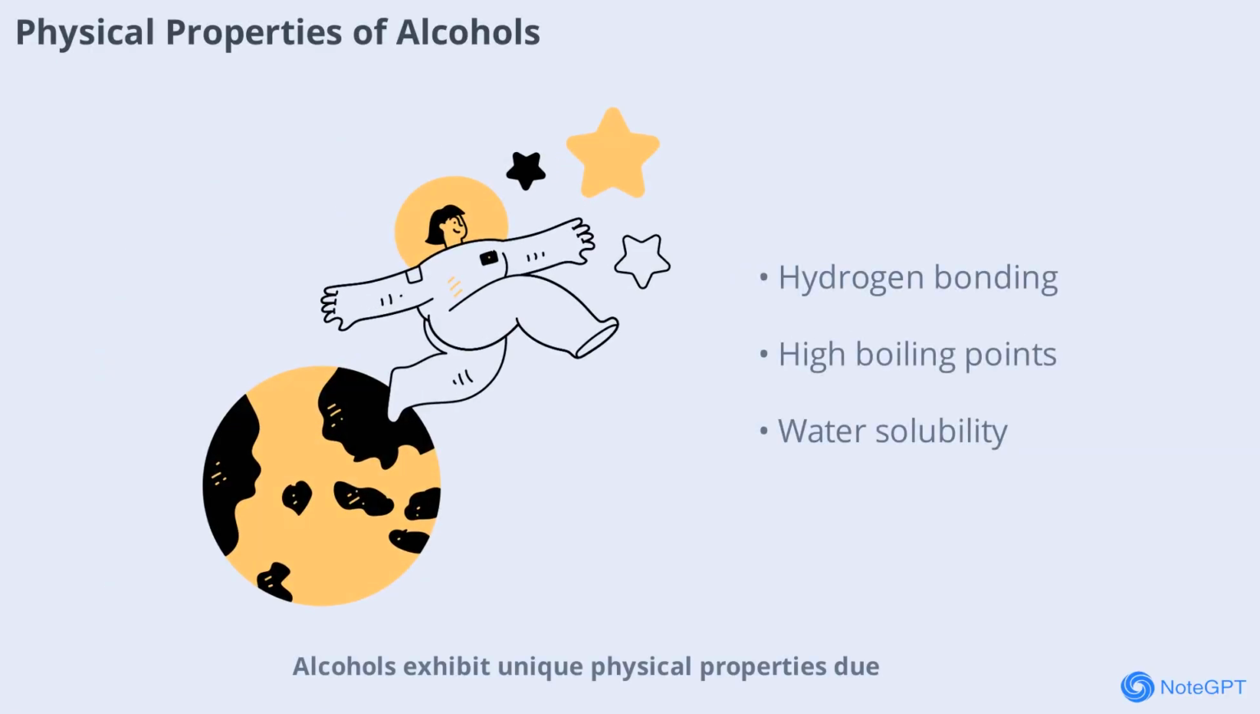Alcohols exhibit unique physical properties due to the presence of the hydroxyl group. They are generally polar molecules, which allows them to form hydrogen bonds with water and other alcohol molecules. This results in higher boiling points compared to similar-sized hydrocarbons. Alcohols are often soluble in water, especially those with shorter carbon chains. As the carbon chain length increases, solubility decreases. These properties make alcohols versatile in both laboratory and industrial settings.